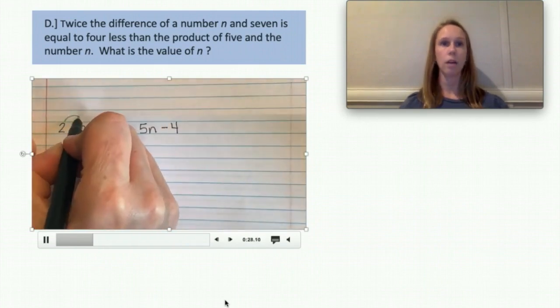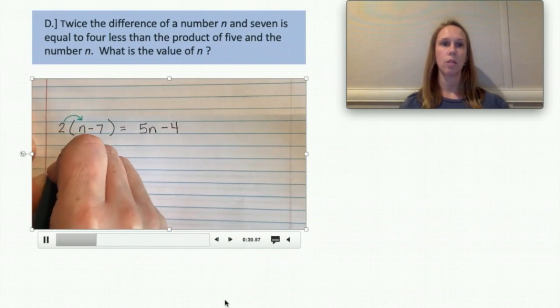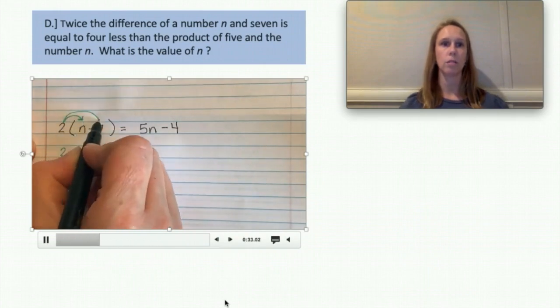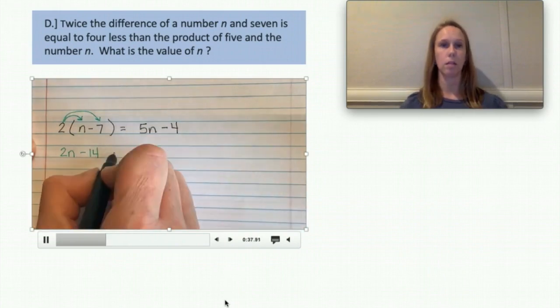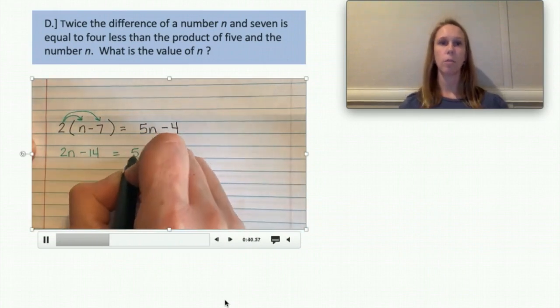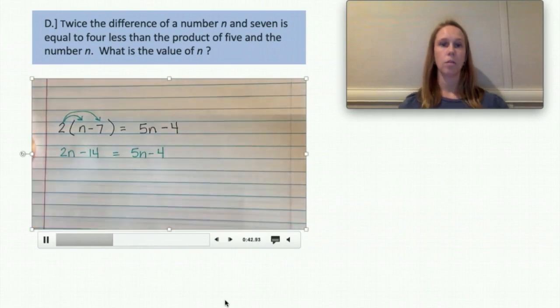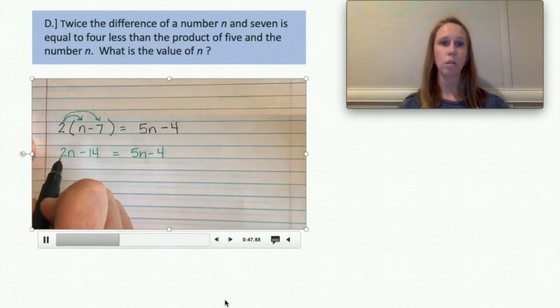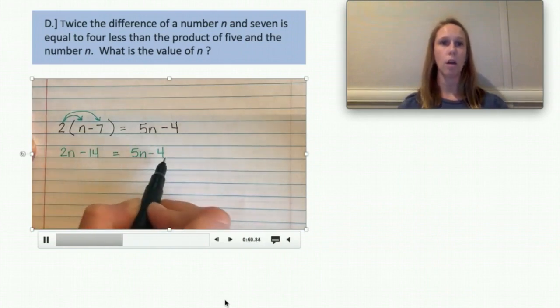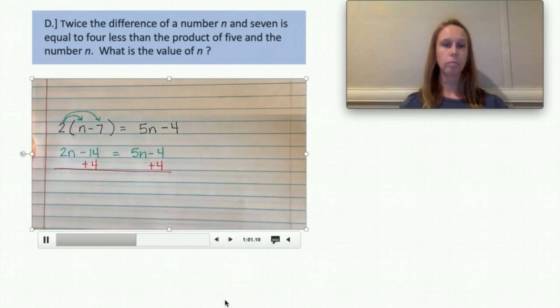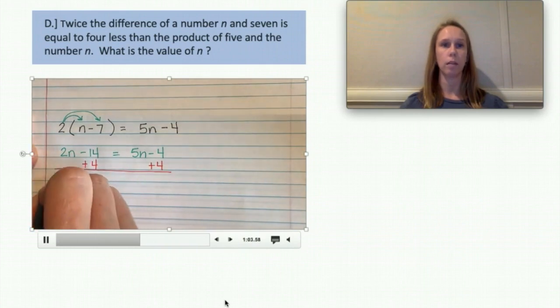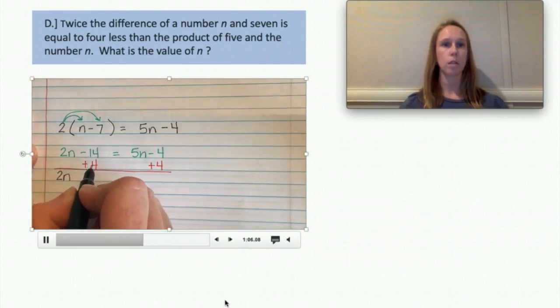And again, like all the others, start by distributing your 2 to each term in parentheses. So we have 2 times n. 2 times negative 7 is negative 14. And then the rest of the equation remains unchanged. So I can think about combining like terms. For this one, just the way my brain works, and you don't have to start the same way I do, and that's okay, I'm going to add 4 to both sides, and I end up with 2n, that did not change. Negative 14 plus 4 is negative 10.